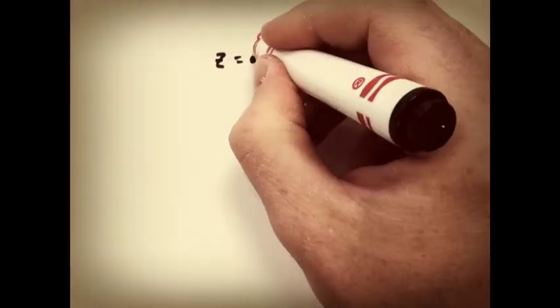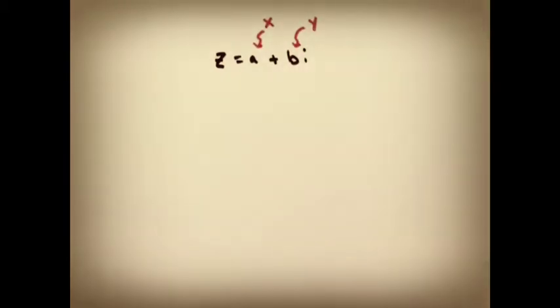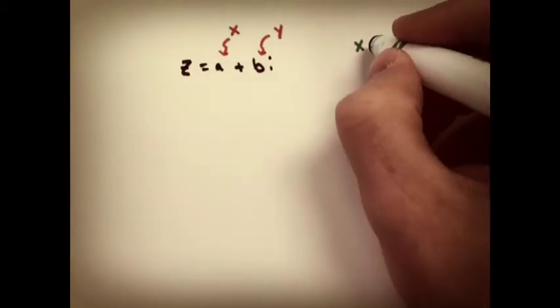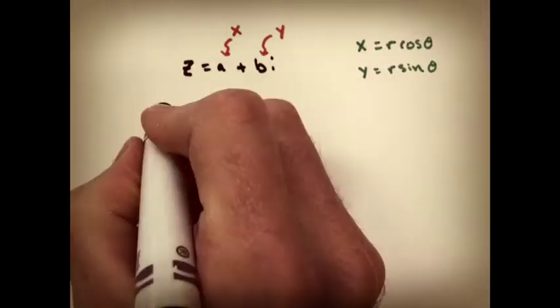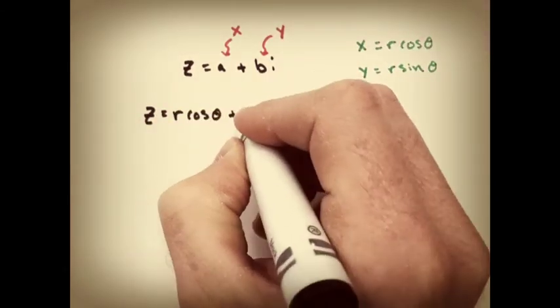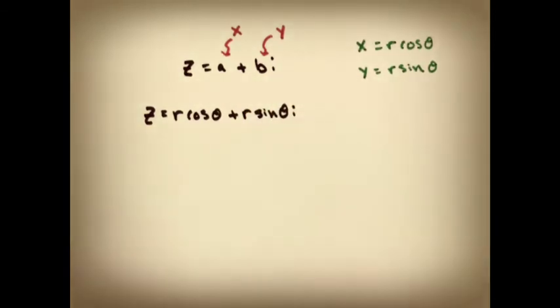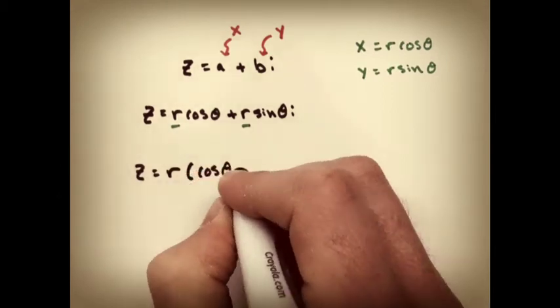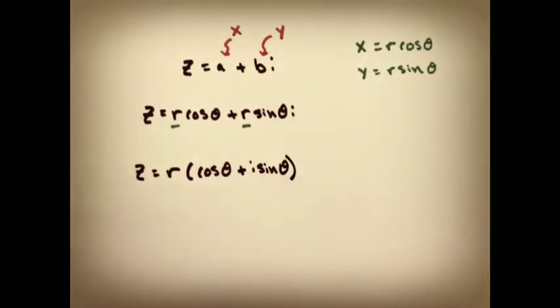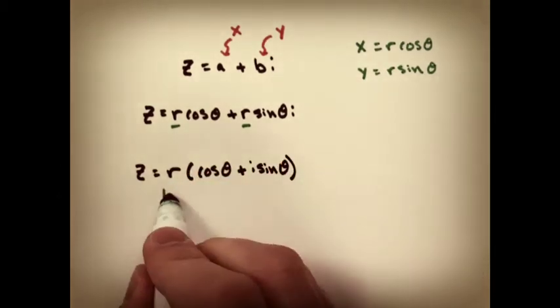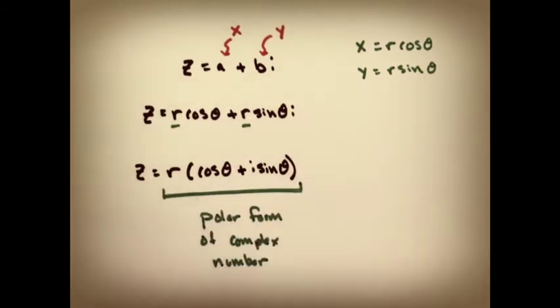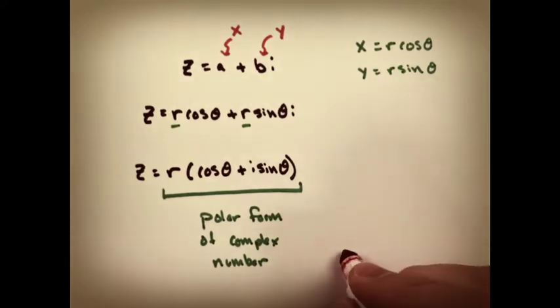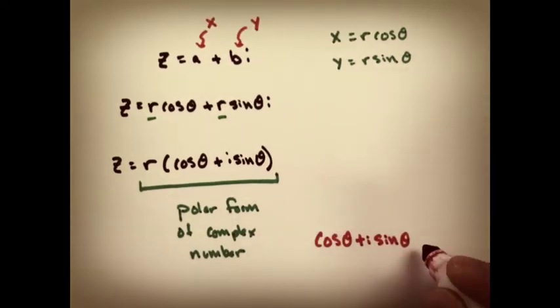If I give you a complex number, a plus bi, remember a represents the horizontal distance. It's like x, and b is the vertical. And there's our two conversions. x equals r cosine theta, y equals r sine theta. So you can substitute. To rewrite this complex number in polar form, we write it in terms of x and y: r cosine theta plus r sine theta i.